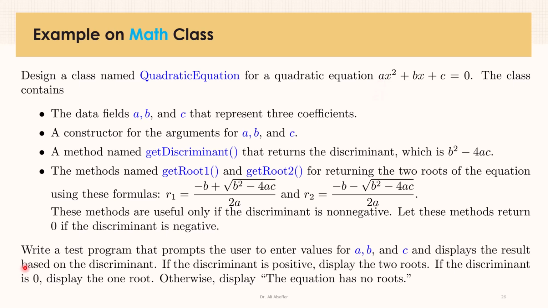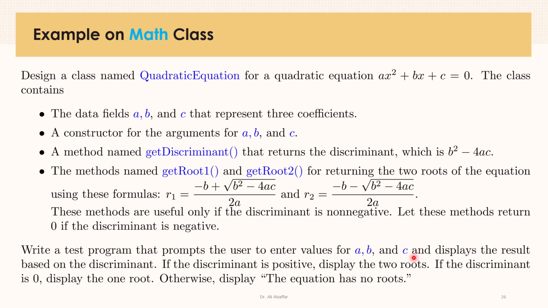In the next step, write a test program that prompts the user to enter the values for a, b, and c and displays the result based on the discriminant. So we are going to display the result according to the discriminant. If the discriminant is positive, then we will display the two roots. If the discriminant is 0, we will display one root. Why? Because we are going to have only one root, r1 equal to r2, because the square root of the discriminant in both equations equal to 0. Otherwise, we will display that the equation has no roots.